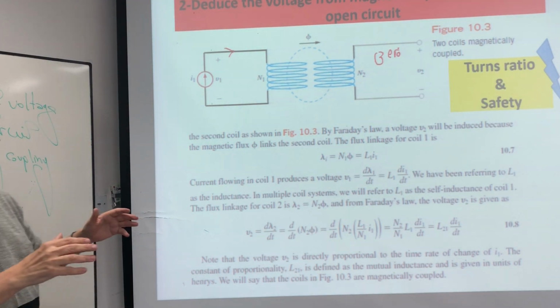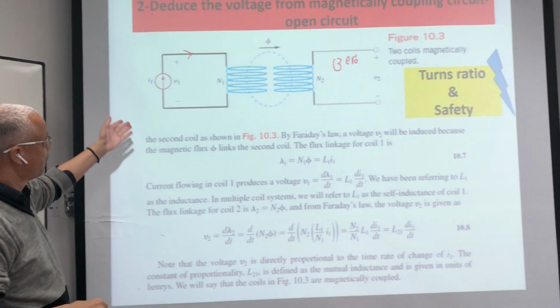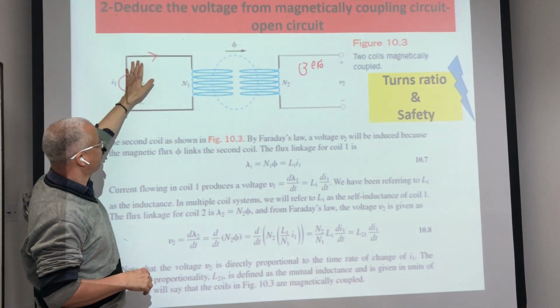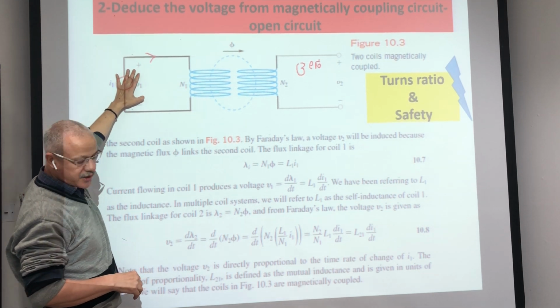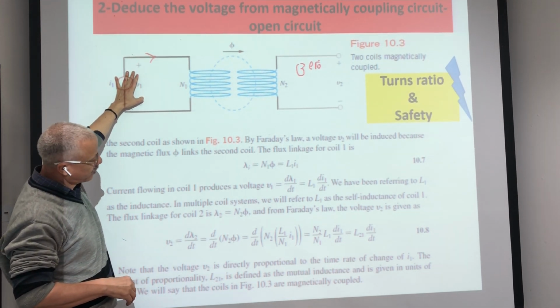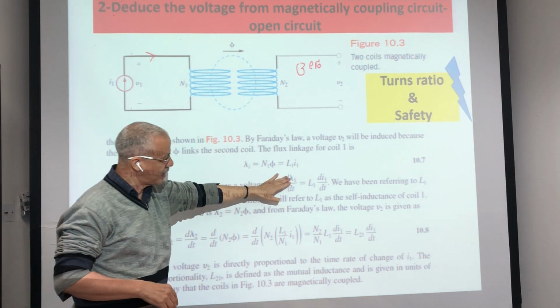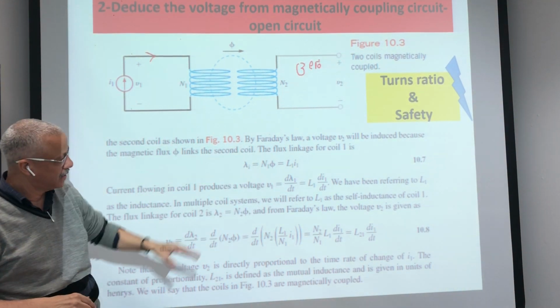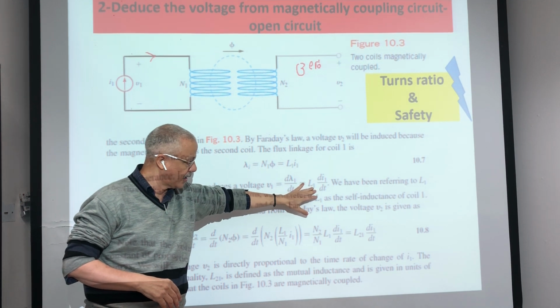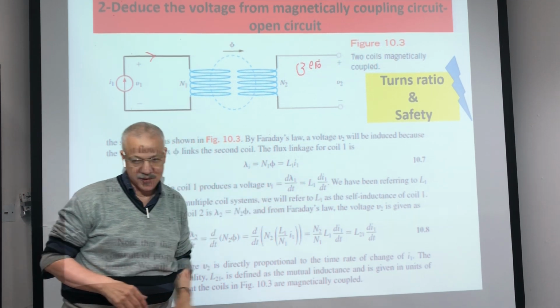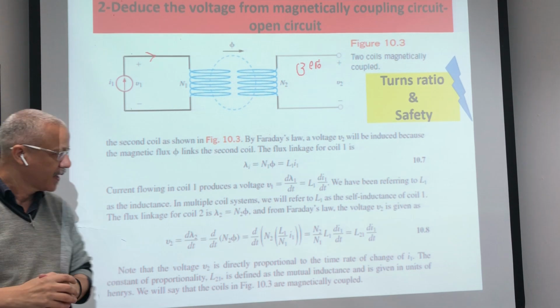So first let's finish the first one. In the first one, if I have current, I have L. So what is the self voltage here? It equals L di/dt. d lambda 1 by dt equals L1 di1 by dt. And this is the self voltage.